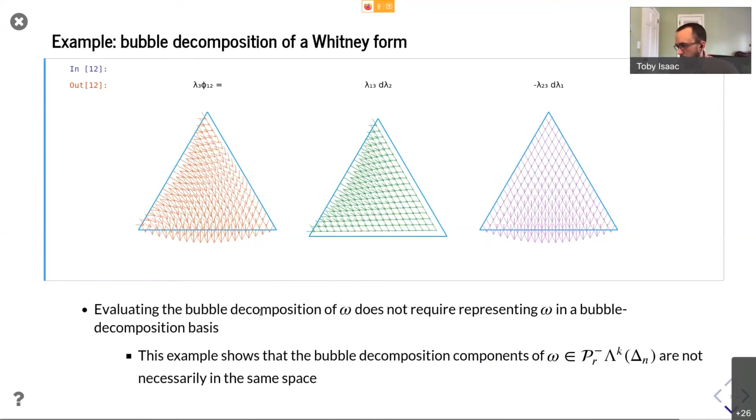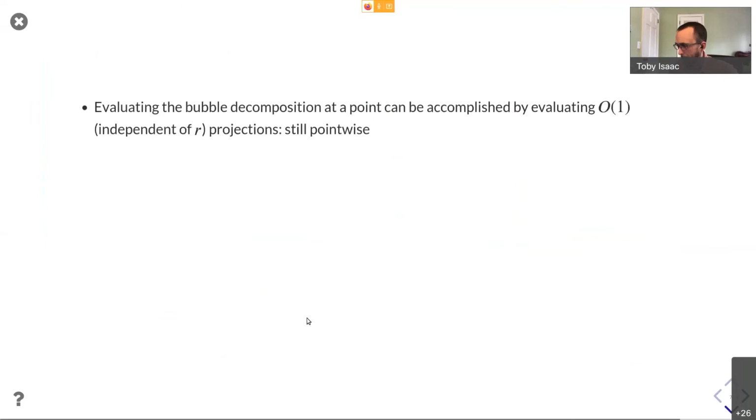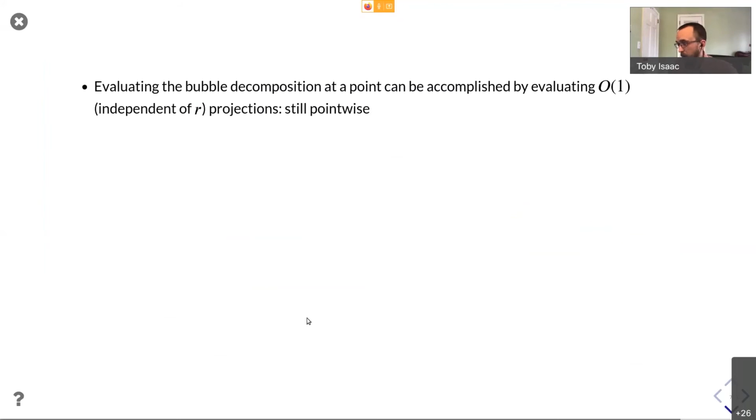You can evaluate this bubble decomposition even if you don't have a bubble decomposition basis that you're using. And in fact, you can't have a bubble decomposition basis for the trimmed forms, for instance. These things that add up to a degree 1, or I guess in this case, a degree 2 trimmed polynomial, are not themselves degree 2 trimmed polynomials. So you can evaluate these even though they're not a basis. It's still a pointwise operator, but you do have to, for instance, evaluate projections onto subsimplices, order 1 of them, in order to evaluate a function in terms of its bubble function decomposition.